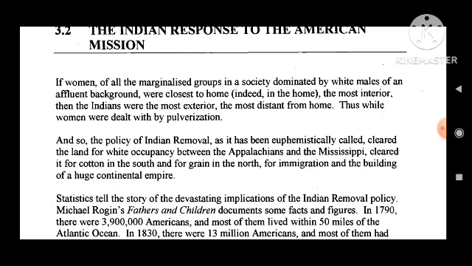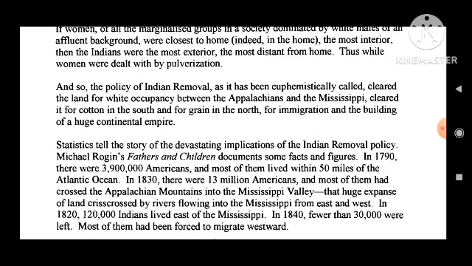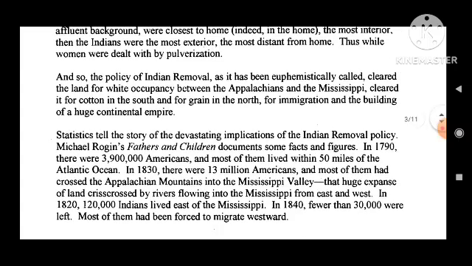And so, the policy of Indian removal, as it has been euphemistically called, cleared the land for white occupancy between the Appalachians and the Mississippi, cleared it for cotton in the south and for grain in the north, for immigration and the building of a huge continental empire. Okay. So, you can remember two food products: cotton in the south and grain in the north.